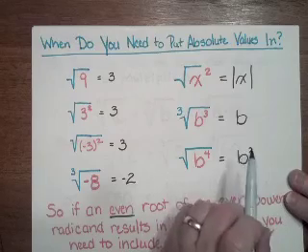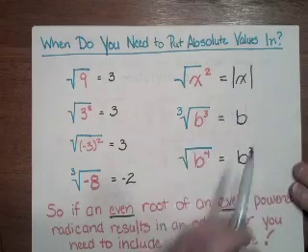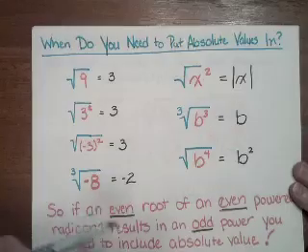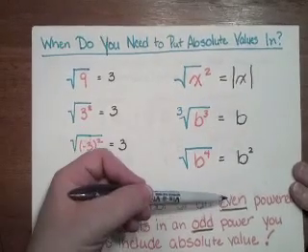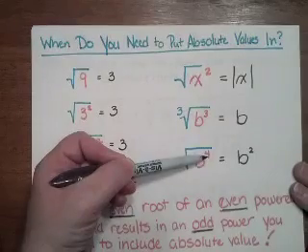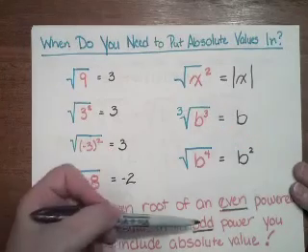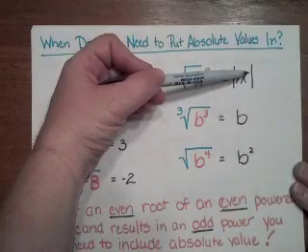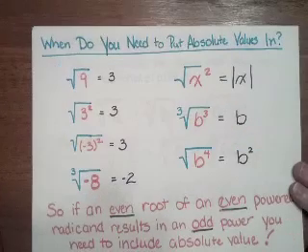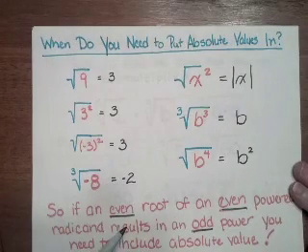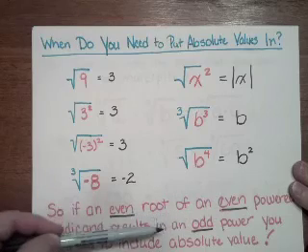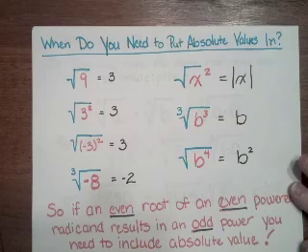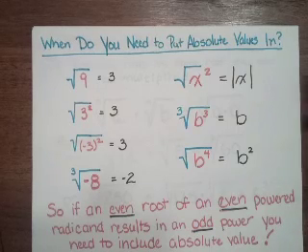So I only need the absolute value, and you might want to make note of this somewhere, if you have an even root, like 2, or 4, or 6, or 8, of an even power, here's a 2, that results in an odd power. And this is the only one that did that. You have to include your absolute value. Even root, even power turns into an odd power. That is the only time you need the absolute value symbol. Okay.